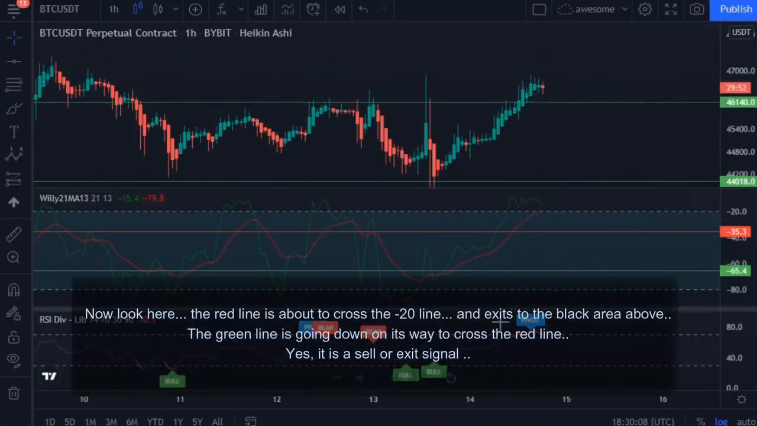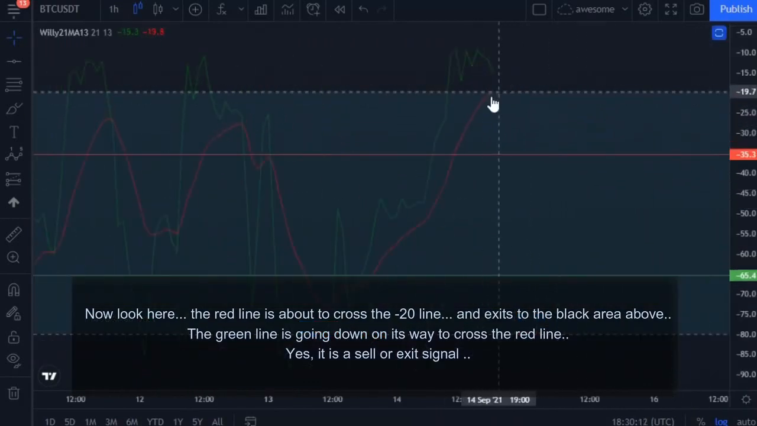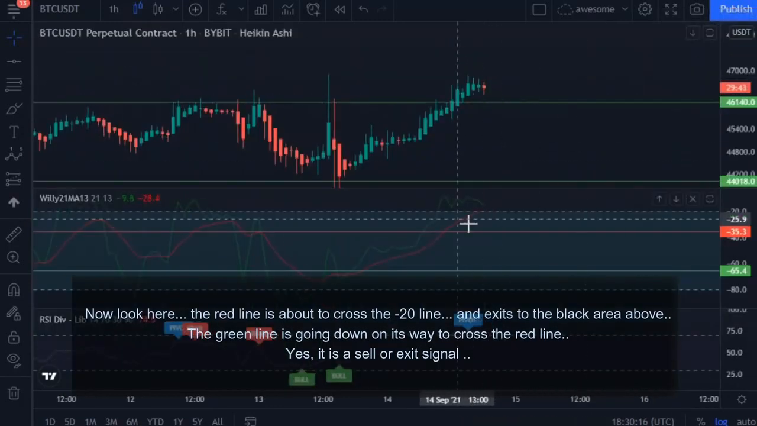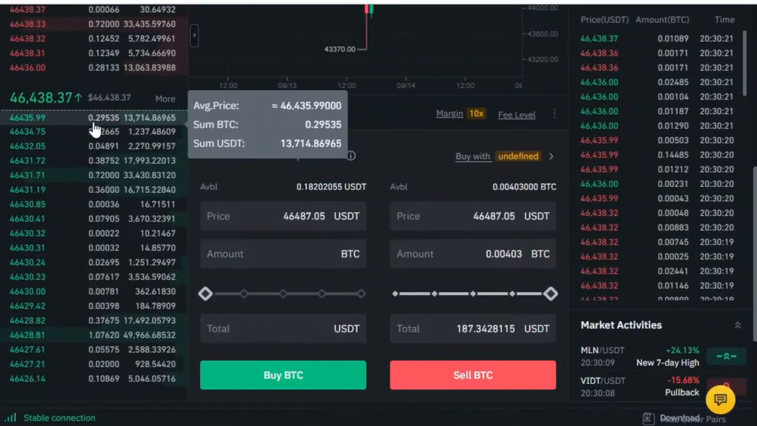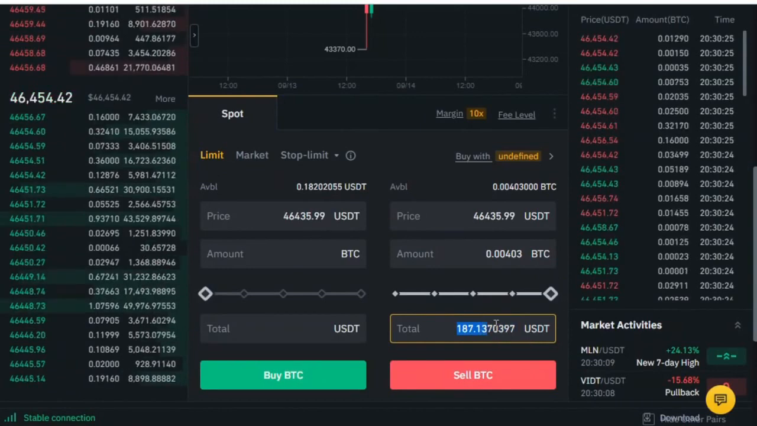Now look here. The red line crosses the -20 line and exits to the black area above. The green line is going down on its way to cross the red line. Yes, it is a sell or exit signal. So, we have to sell.